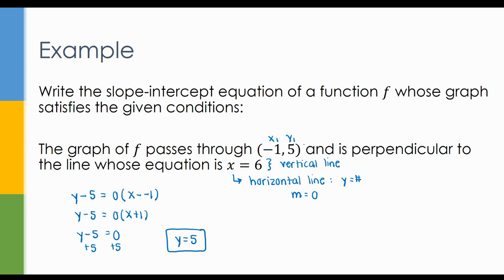Hopefully that makes sense, because remember, my y-intercept has to be 5 if I have this horizontal line here, and notice that y is 5 in that point as well. It also says to write the equation as a function of f. So y equals 5, I'm going to write it in function notation. So f of x equals 5.